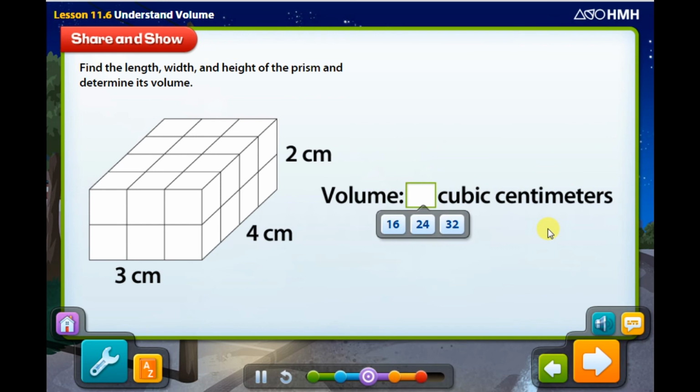What is the volume now? Select the correct volume. And the volume units here will be cubic centimeter. So let's multiply. 3 times 4 will give me 12. 12 multiplied by 2 will give me 24. That's right. The volume is 24 cubic centimeters.